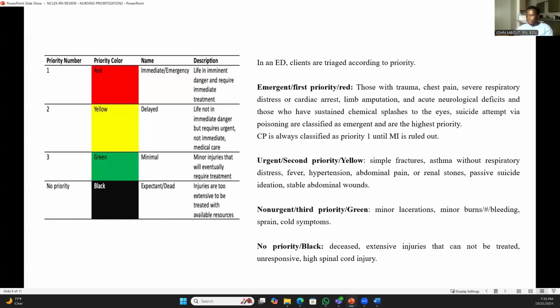It's called minimal. Okay? Non-urgent, right? Minor lacerations, minor burns, fractures, bleeding, sprain, cold symptoms, we classify them here.